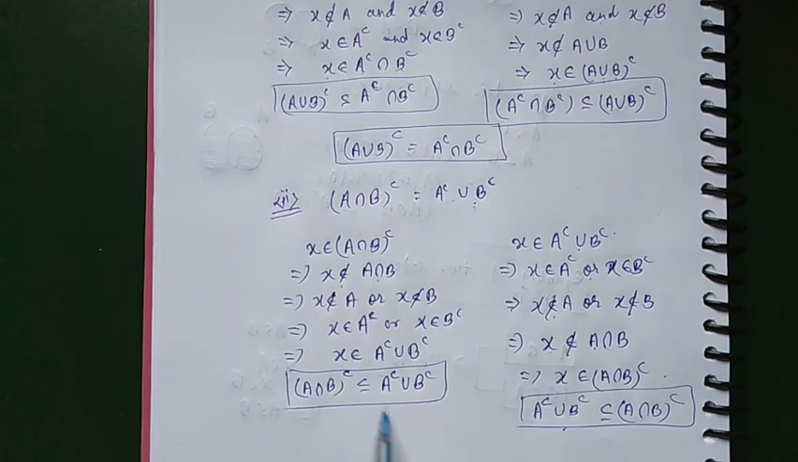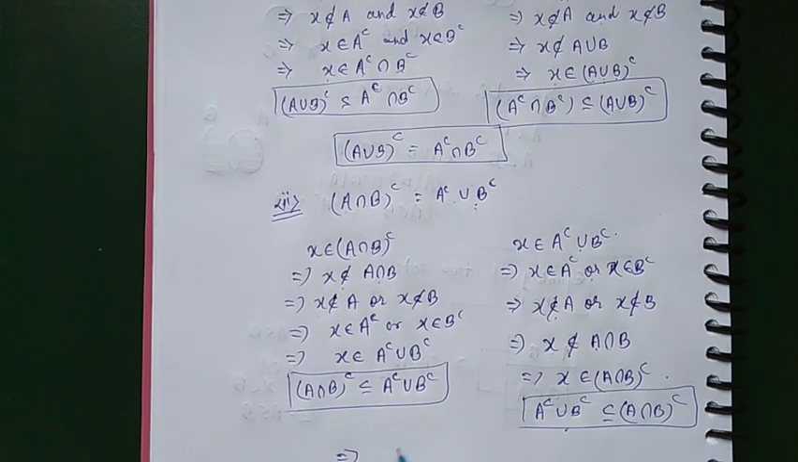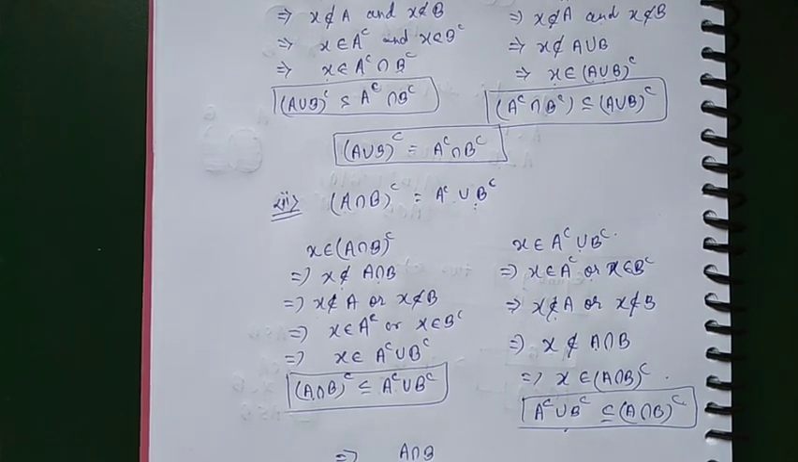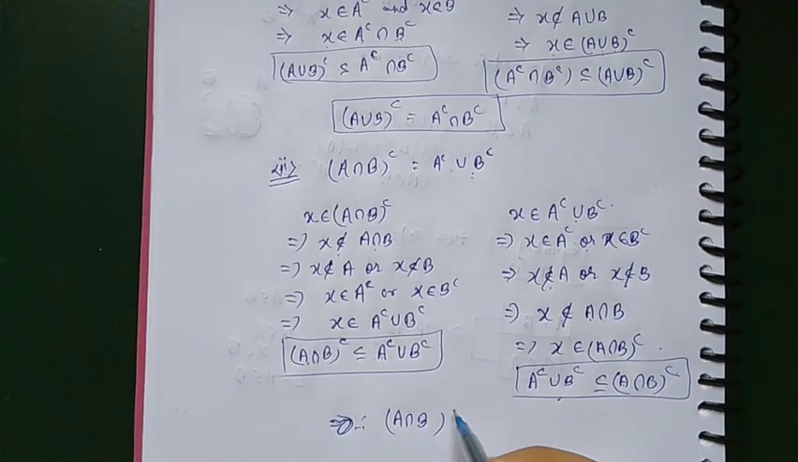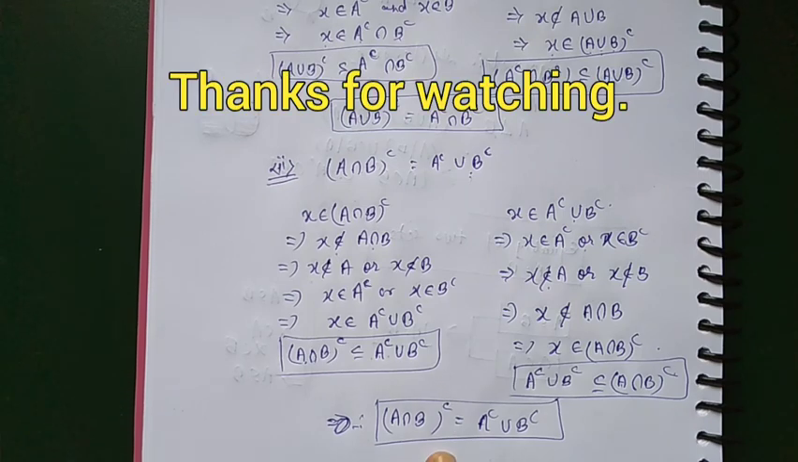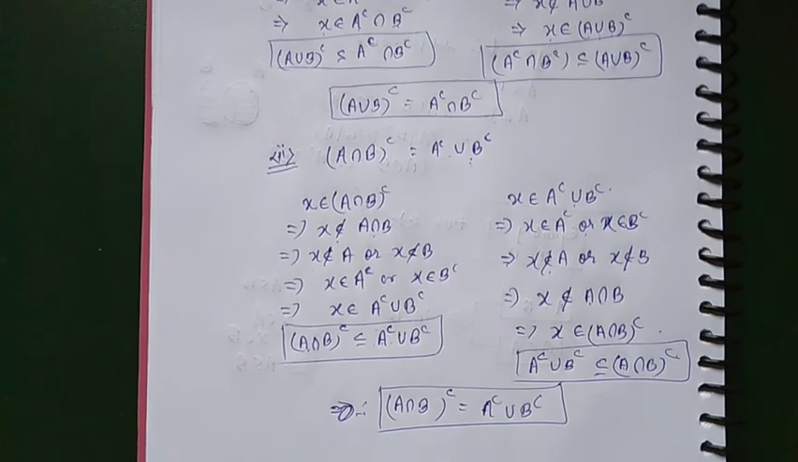Now by these two steps we can imply that both these sets are equal, because A intersection B whole complement is a subset of A complement union B complement, and again A complement union B complement is a subset of A intersection B whole complement. So both the sets are equal. A intersection B whole complement will be equal to A complement union B complement. In this way we have proved the second law of De Morgan's here. So that's it for today.